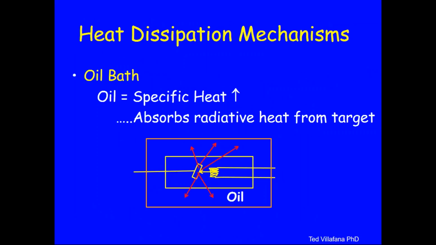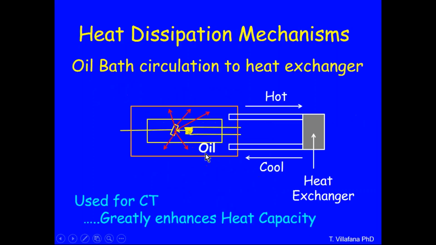Here's another mechanism that we had covered, the oil bath. We cover the X-ray tube entirely with oil, and the idea there is that oil has a high specific heat, meaning it'll absorb a lot of heat from the target without itself getting hot, so you maintain a good thermal differentiation between the target and the oil. And that oil completely bathes the X-ray tube and absorbs that radiated heat from the target.